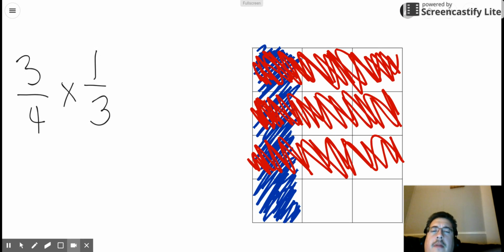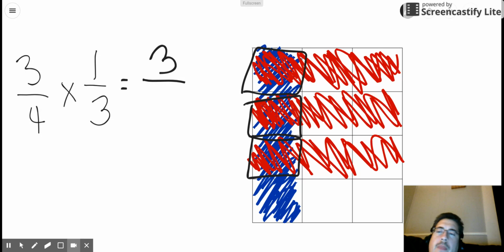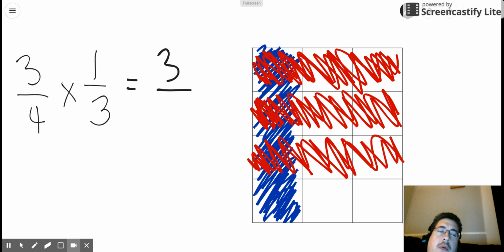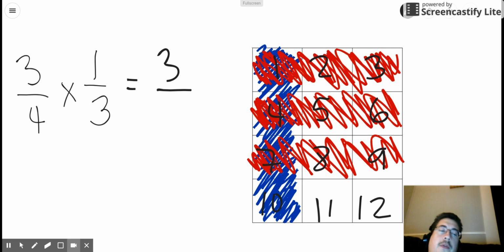And so in finding the product of 3/4 times 1/3, I look at my model and I say, all right, how many pieces have been colored over twice? I have three pieces that have been colored over twice, so that's going to be the numerator of my product. And then the denominator is going to be the total number of sections or pieces of my whole. So I actually have 12 total pieces or sections. So that's going to be the denominator.